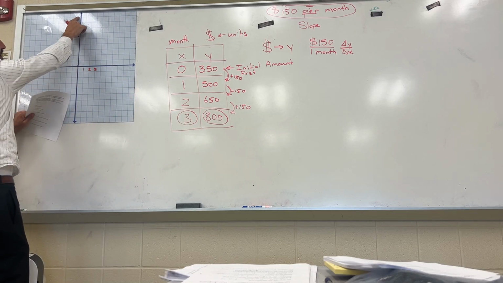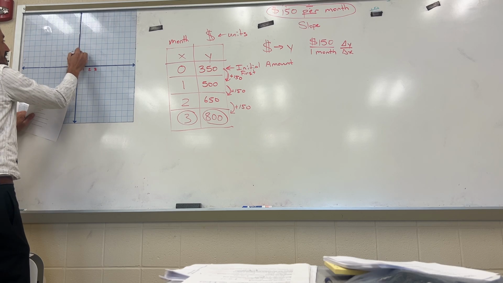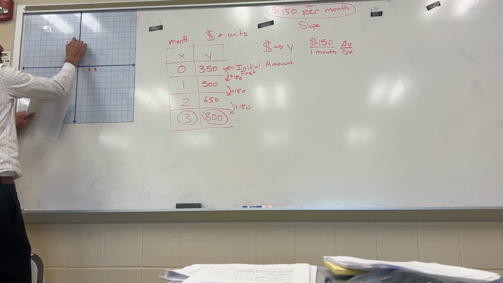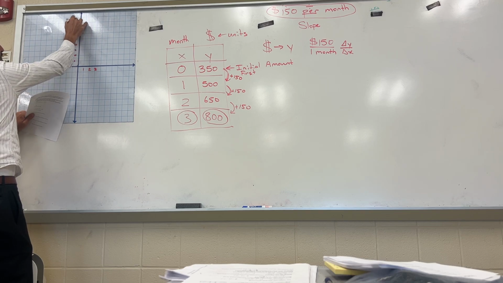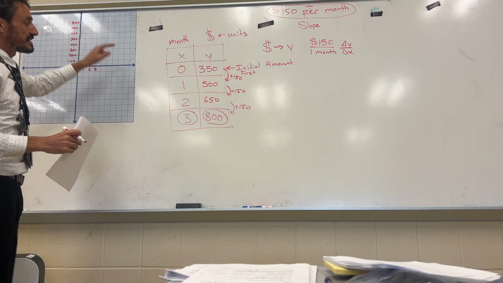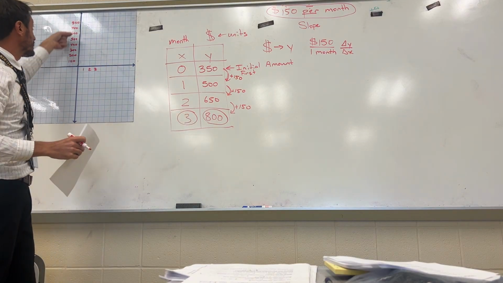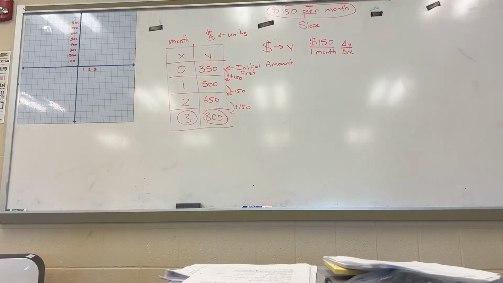I only have 9 spaces here, so I need to make each space a distance of 100. So 100, 200, 300, 400. We're changing the scale, guys. 500, 600, 700, and 800. Okay, so this means 8 spaces is all it will take for us to get to 800 because we made each distance 100.